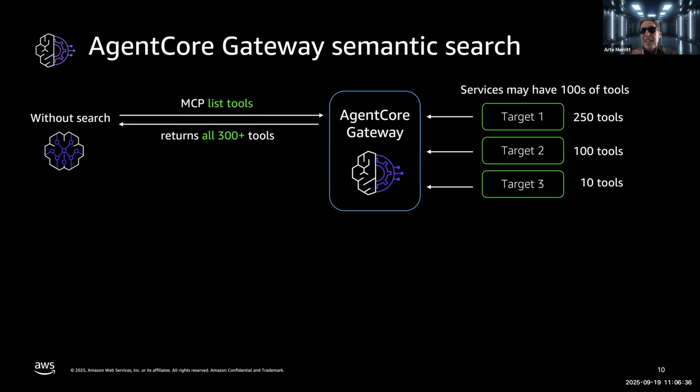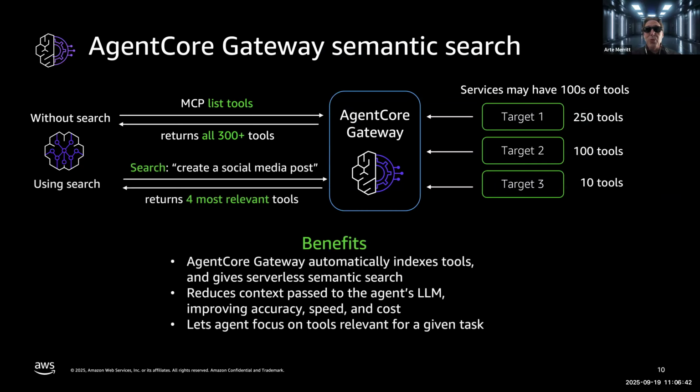One of the beauties of Gateway is the semantic search. Typically with MCP, you would have to make a call to list all the tools. We include a semantic search so it helps find the most relevant tool, and that can save you both the time and latency, but also all the token usage that might get involved with that.